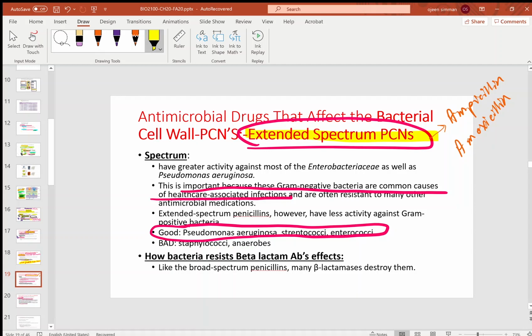These are important because they have activity against gram-negative bacteria, especially against gram-negative bacteria that cause healthcare associated infections. For example, Pseudomonas aeruginosa is a very common cause of healthcare associated infections.